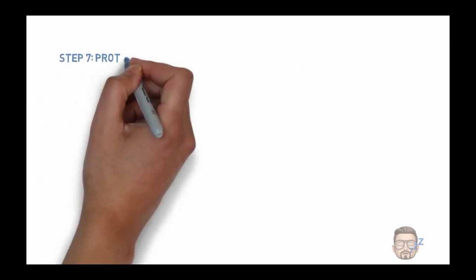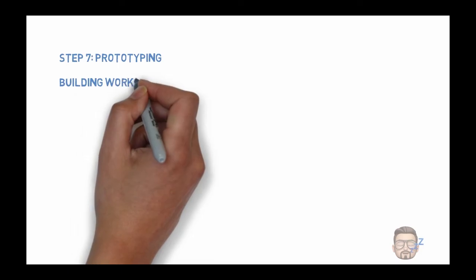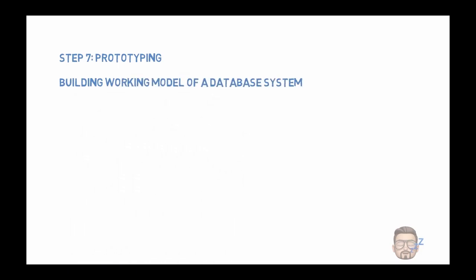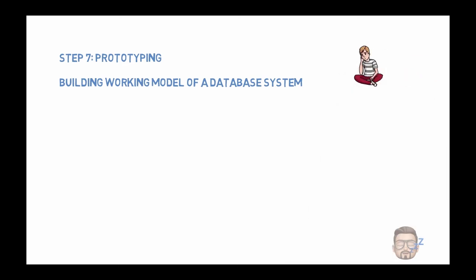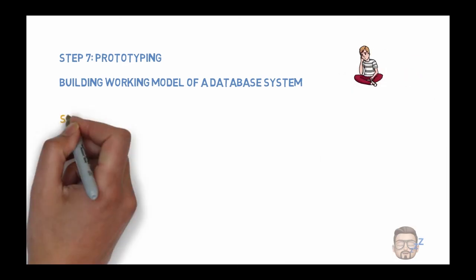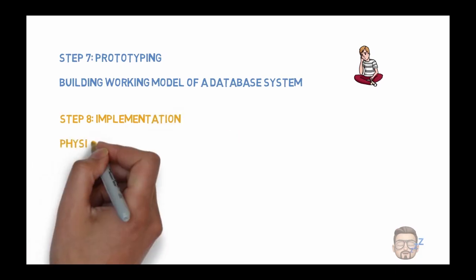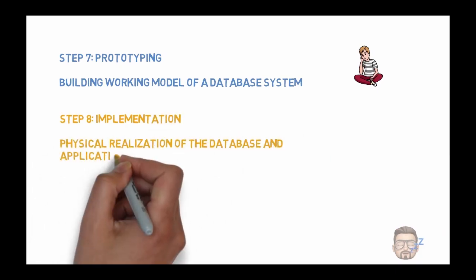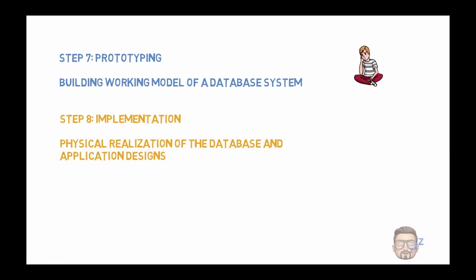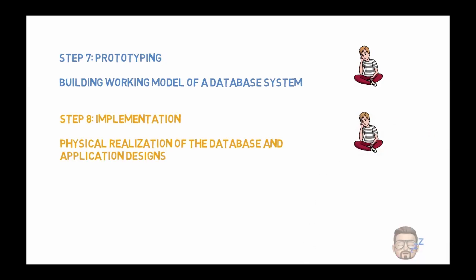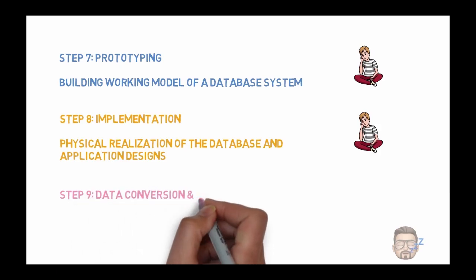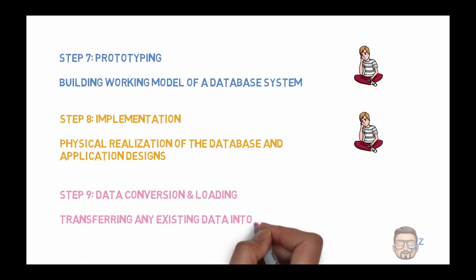Step number 7 is prototyping, building working model of a database system. The main purpose of developing a prototype database system is to allow users to use the prototype to identify the features of the system that work well or are inadequate. Number 8 is implementation. It is a physical realization of the database and application design. You will start coding here.